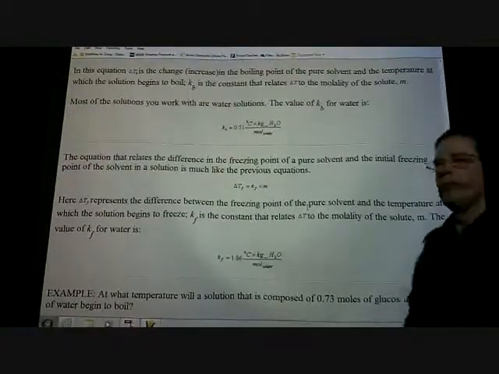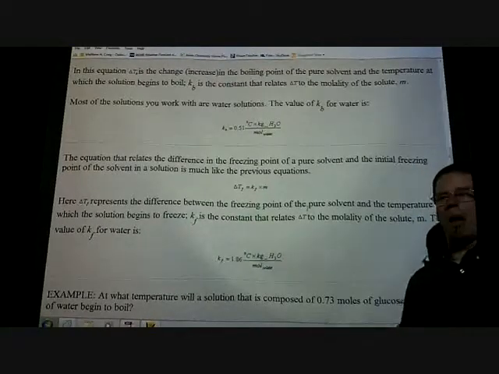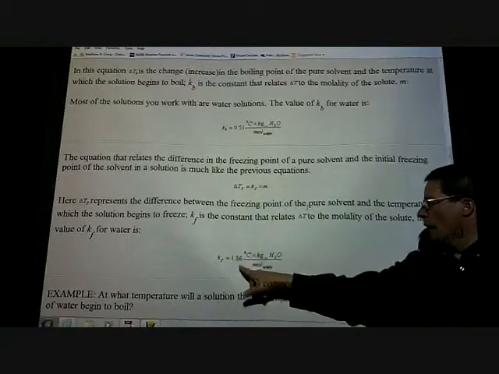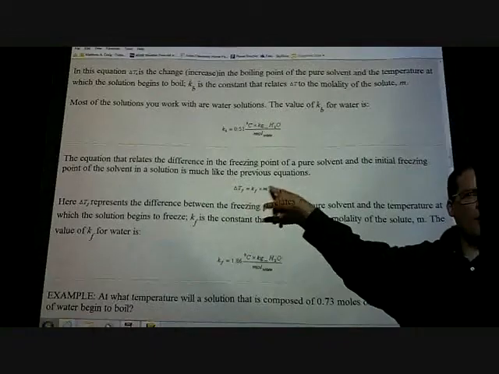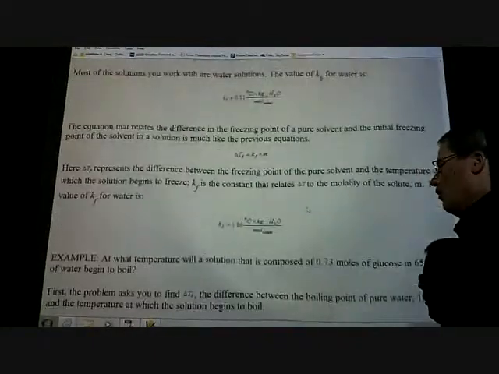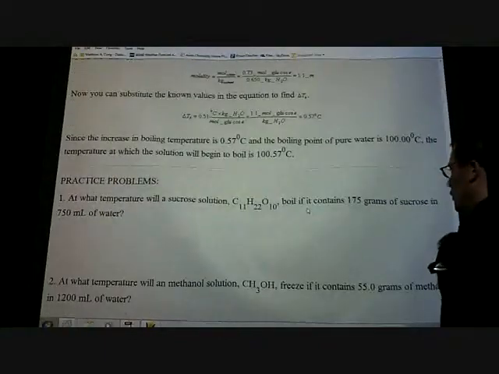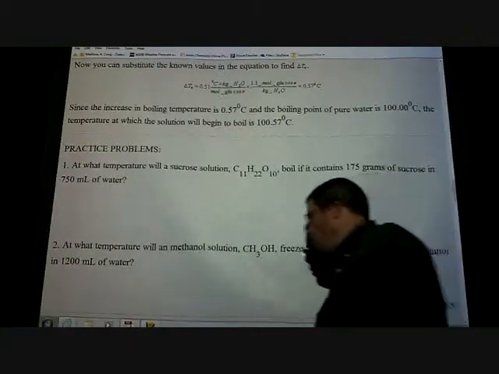Then the other equation is similar to that, except it's delta T sub f, where f deals with the freezing point depression. And it has a different constant as well, Kf, times the m, which is, again, the molality. So we'll work out some examples with that, and now's a good time to probably turn the lights on so it makes sense to what I'm telling you. Okay, so let me turn the lights on here.